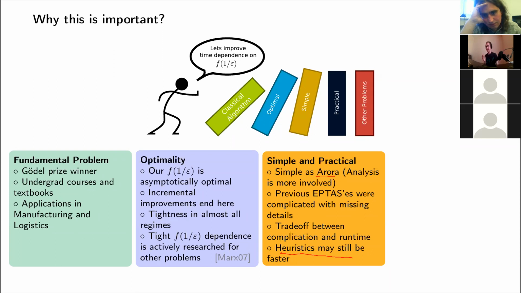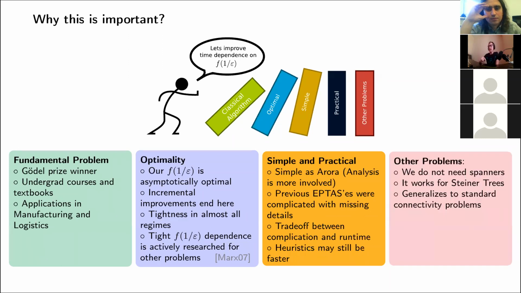There's this nice simple new argument that enables you to resolve all the problems. And actually, I want to claim that this new technique that we are introducing transfers to all these other problems. We don't need anything called a spanner to get an approximation scheme. So this allows us to work for Steiner trees, and hopefully it will generalize to other problems in the plane.